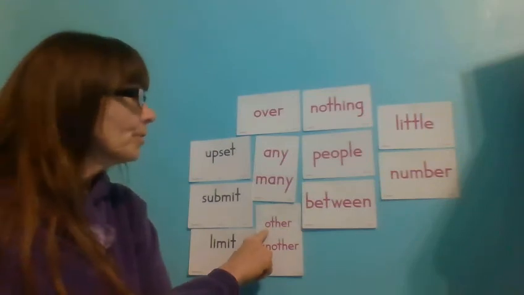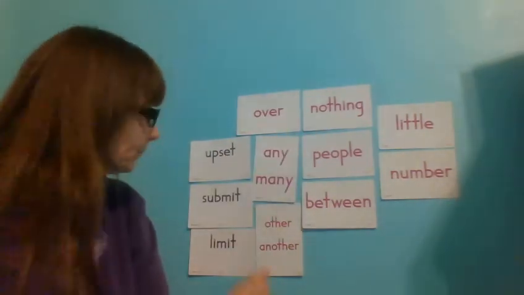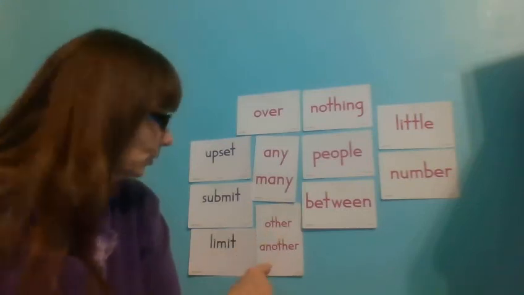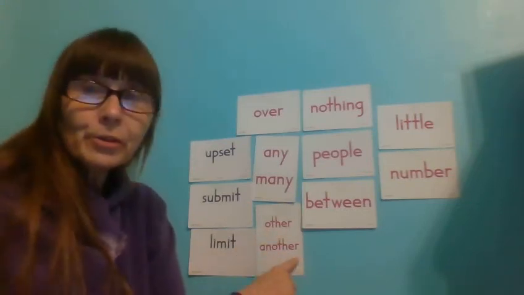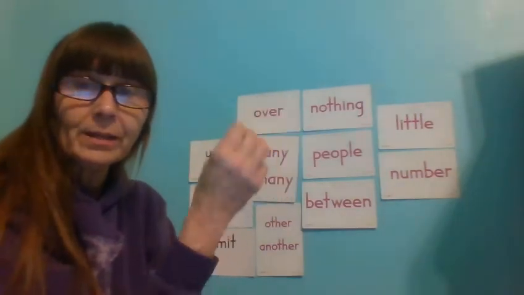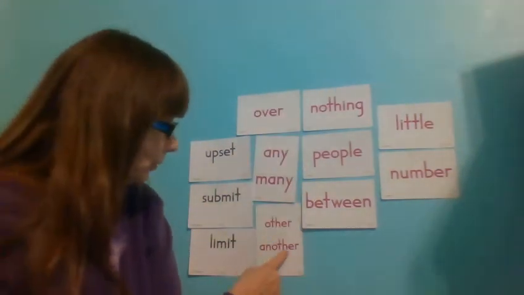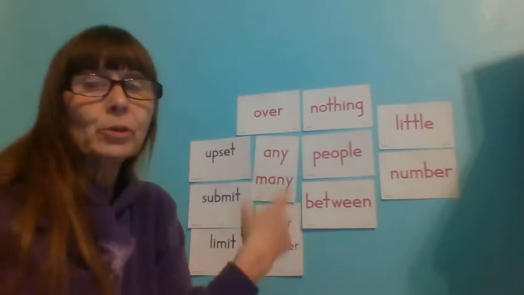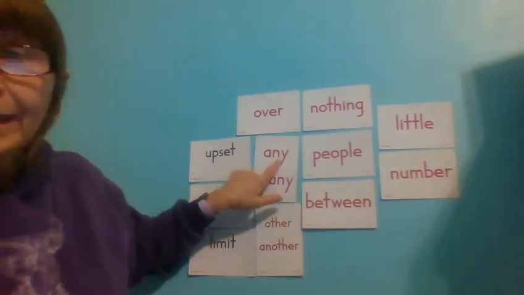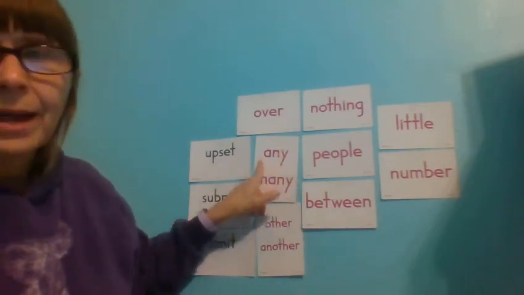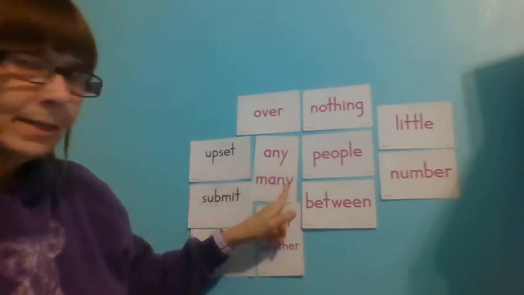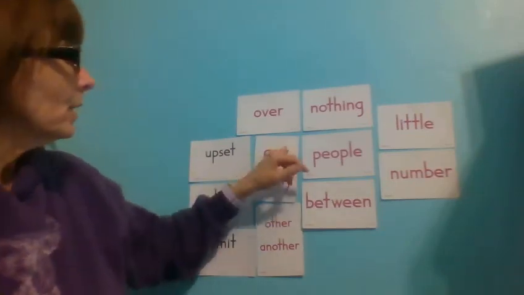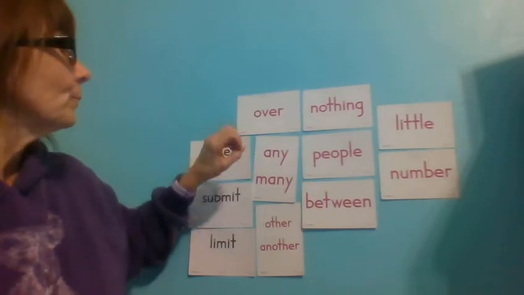Okay. Other, much like nothing, other. Okay, of would sort of be closed. Another is actually three syllables. Another. So we put the an of er. Any, after the n. Any, many. Again, we don't say the a quite like an a, but it would be a closed syllable.